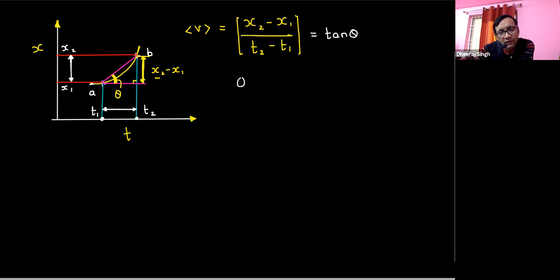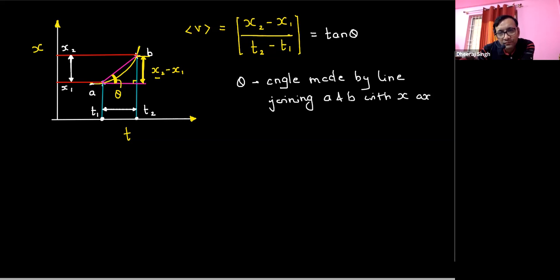Okay. Theta is what? Theta is the angle made by the line joining A and B with the x-axis. Fine. So you can extend this line further, and even this angle is theta only. Okay, so all of you understand, everyone? Tan of theta will be the average velocity graphically. All right.